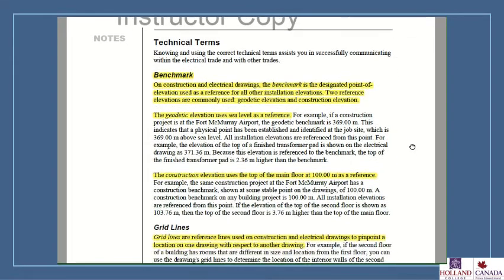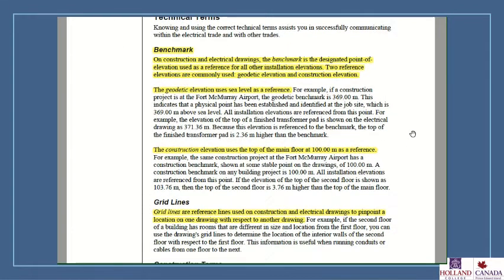Technical terms. Knowing and using the correct technical terms assists you in successfully communicating with the electrical trades and other trades. Term 1, benchmark. On construction and electrical drawings, the benchmark is the designated point of elevation used as a reference for all other installation elevations.